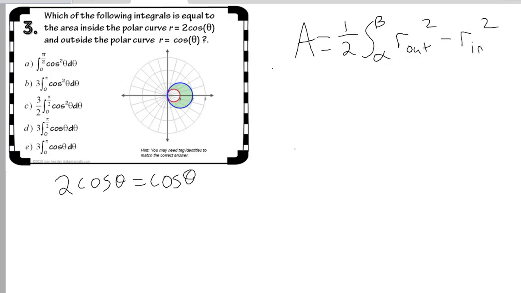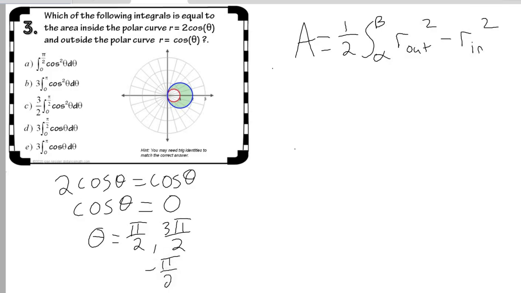So in this case, I would subtract the cosine, and I just get cosine equals 0. Which happens at pi over 2 and 3 pi over 2. Now remember that the other way that we can actually see this, because this is cosine, is technically they sometimes will write it as negative pi over 2 to pi over 2 instead.